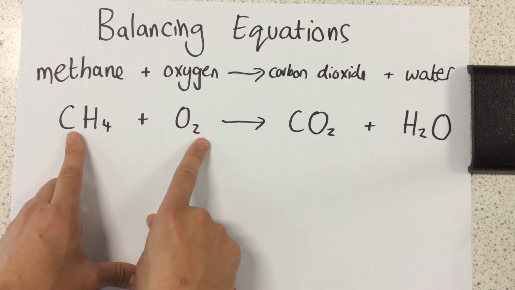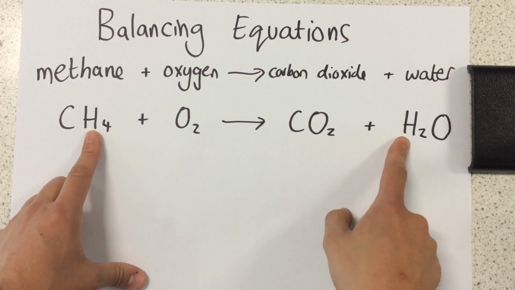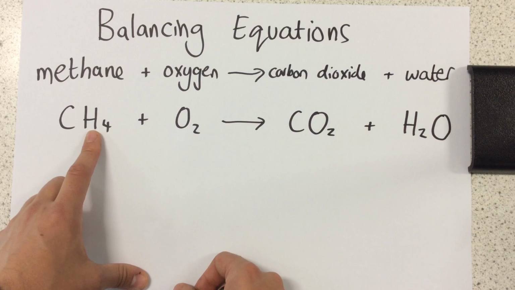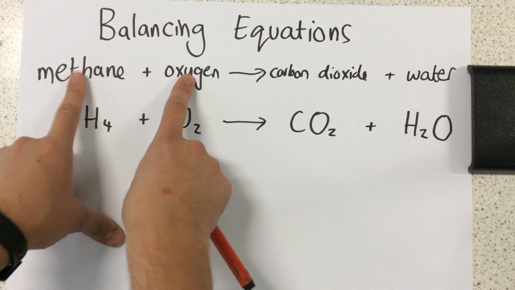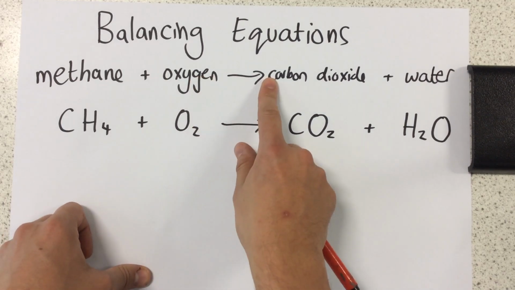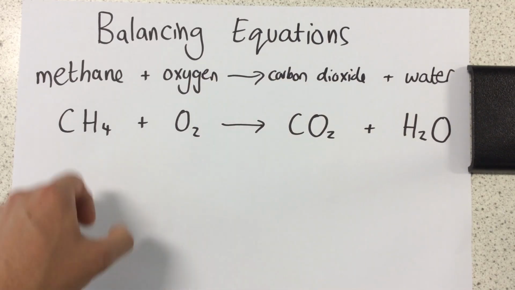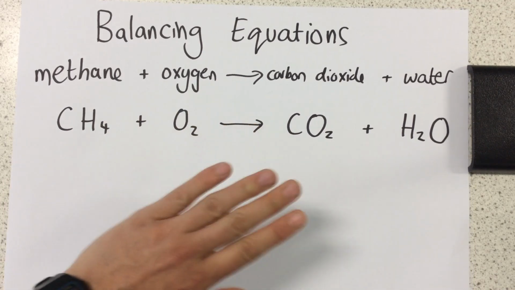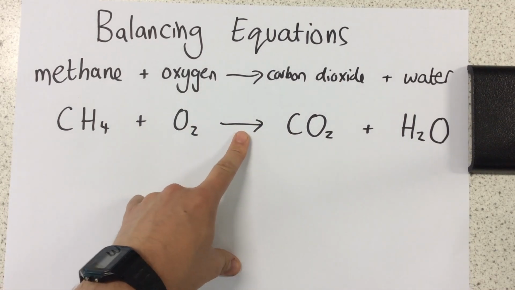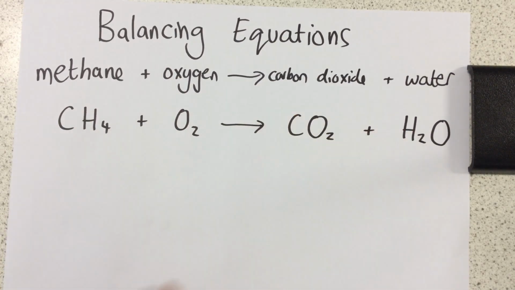These are the things that react together to begin with. And on this side, we have our products. These are the things that are produced in a reaction. So this particular reaction is showing that methane and oxygen are reacting together, they are the reactants, to produce carbon dioxide and water. These are the products. Please notice how this is an arrow and not an equal sign, because our arrow is showing that there's a chemical reaction taking place to get from these to these.